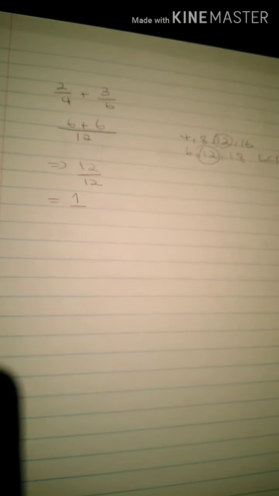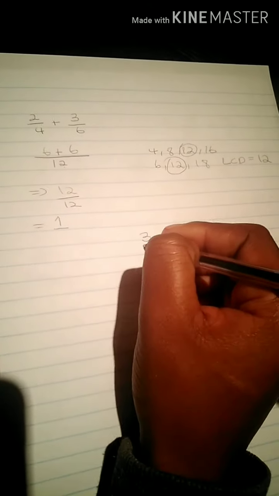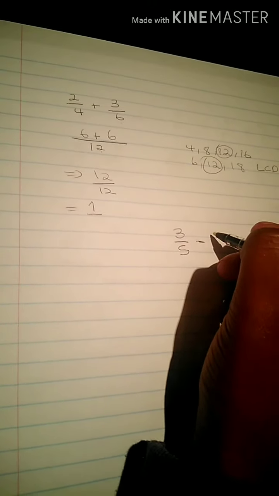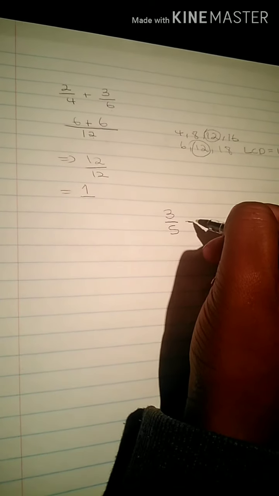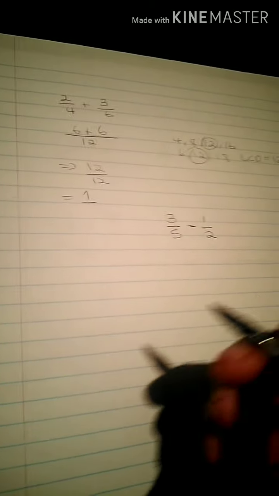All right. Now, let's look at the second example, which is subtraction in this case. Now, say you have 3 over 5 minus, what can we use? Okay, 3 over 5 minus 1 over 2, minus a half.